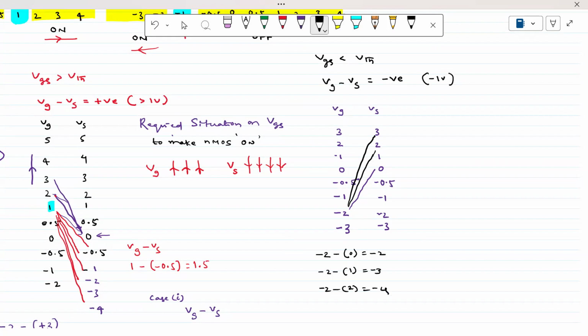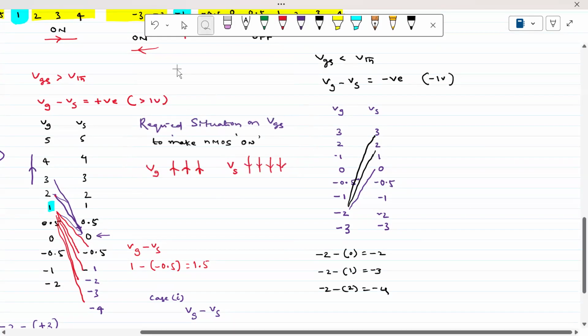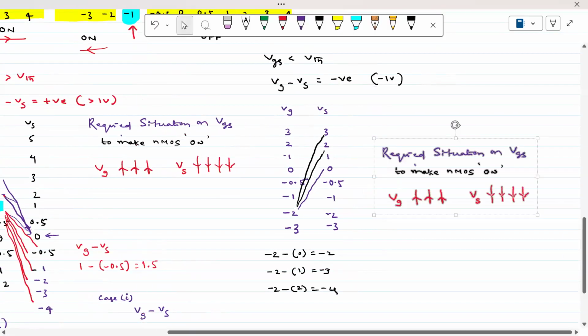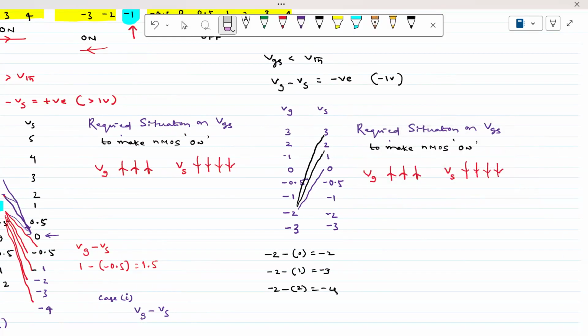So what is the required condition on this one? Let me take this one and copy and paste it at this place. Now tell me, what is the required condition on VGS so that the PMOS transistor becomes on? It should be in the negative direction, right? Make sure that the negative charge we are putting on top of it, therefore automatically the channel will be formed, and therefore the transistor will be on. And also make sure that VS should be in the positive direction.